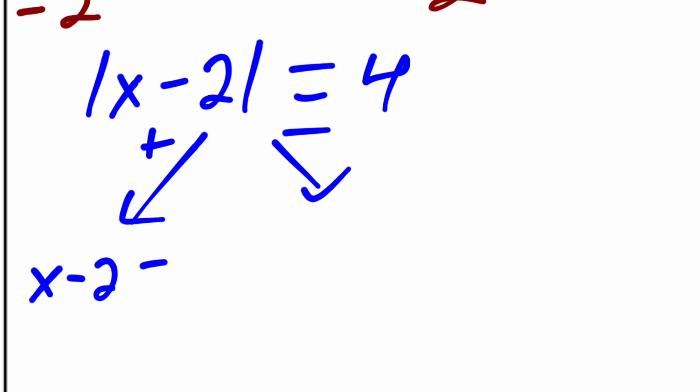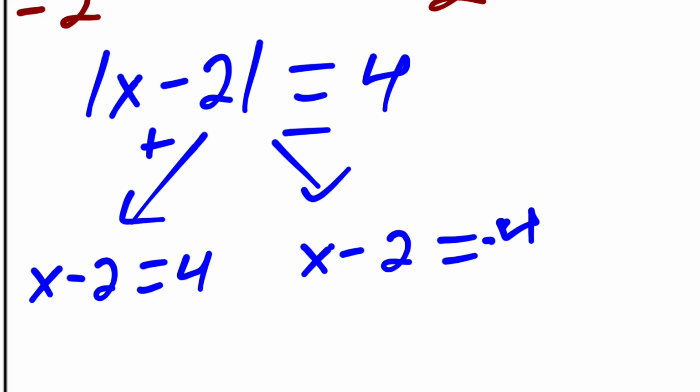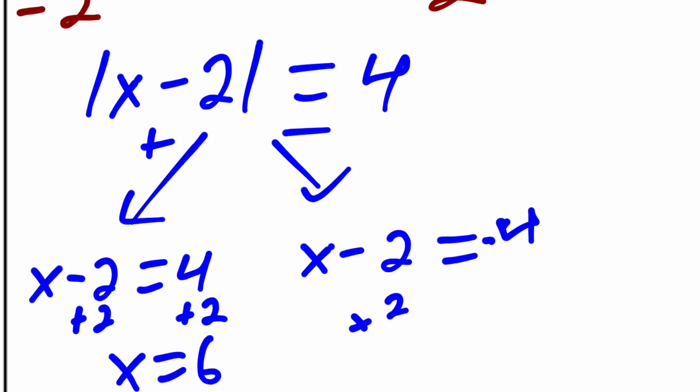X minus 2, the brackets are gone, is a positive 4. X minus 2, the brackets are gone, is a negative 4. If I add 2 to both sides, my first answer is 6. And my second answer is negative 2.